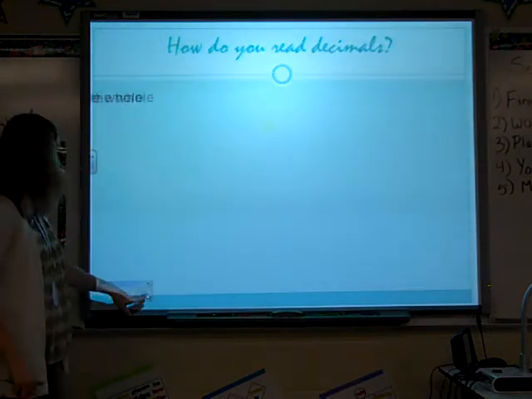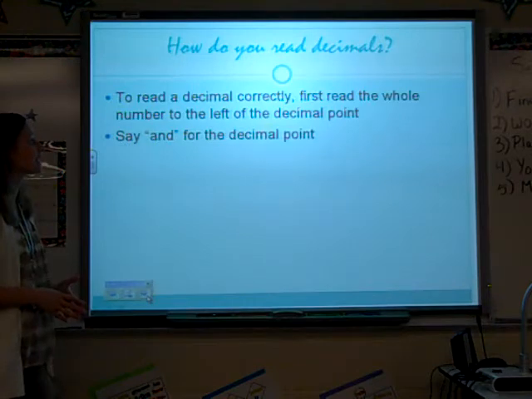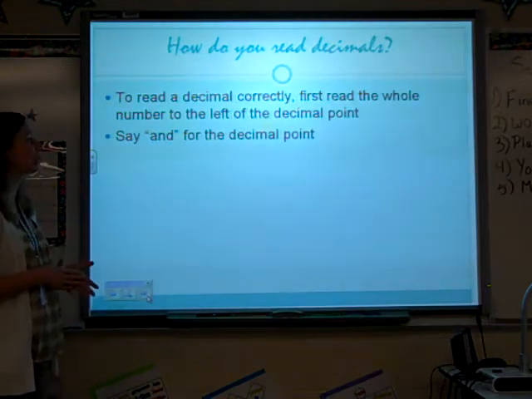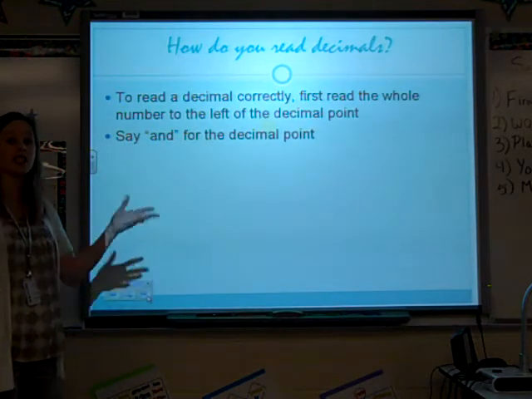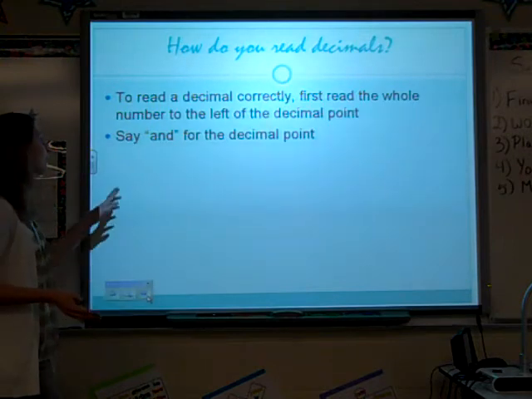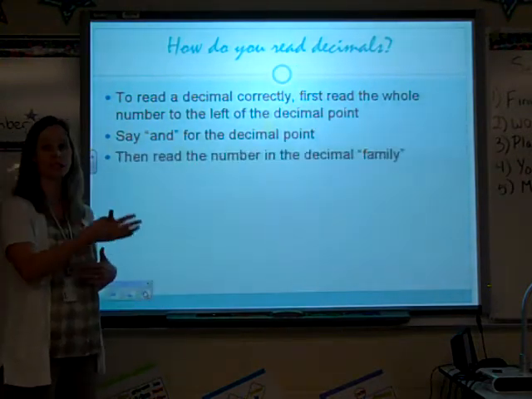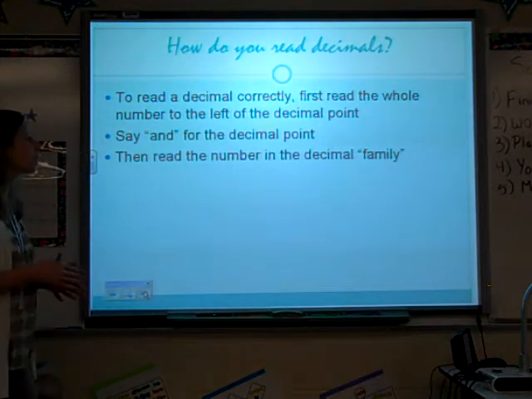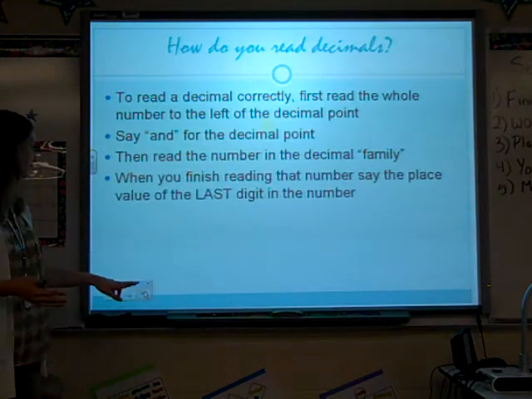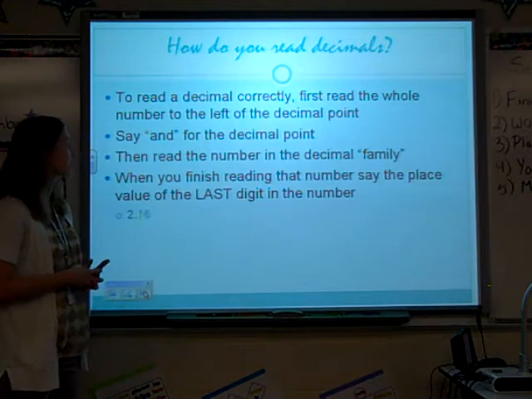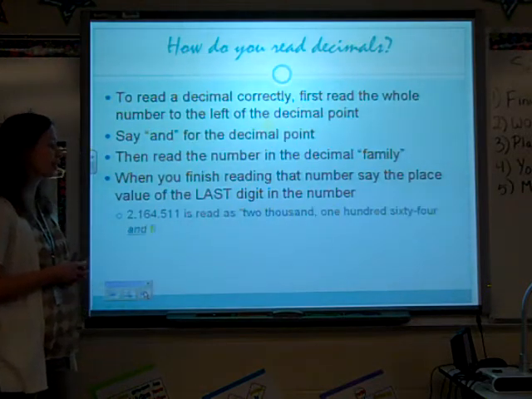So how do you read a decimal number? When you read a decimal, you're going to first read the whole numbers to the left of the decimal point, just like you read any other whole number. Then you're going to say the word "and" for the decimal point. That tells us we're going to something smaller than 1. Then you read the number in the decimal family. When you finish reading the number, say the place value of the last digit in the number.